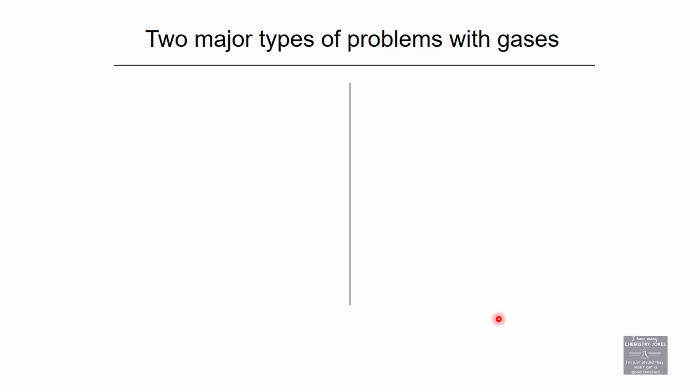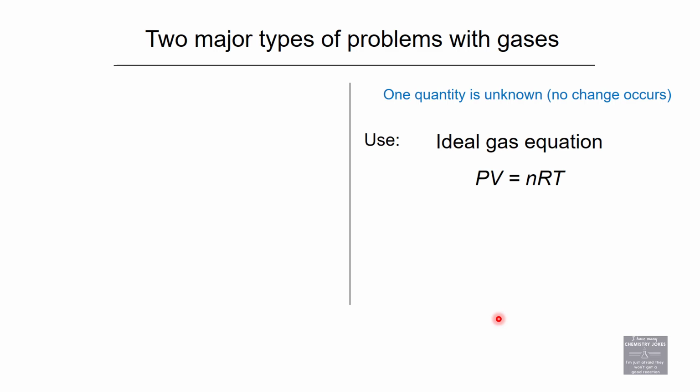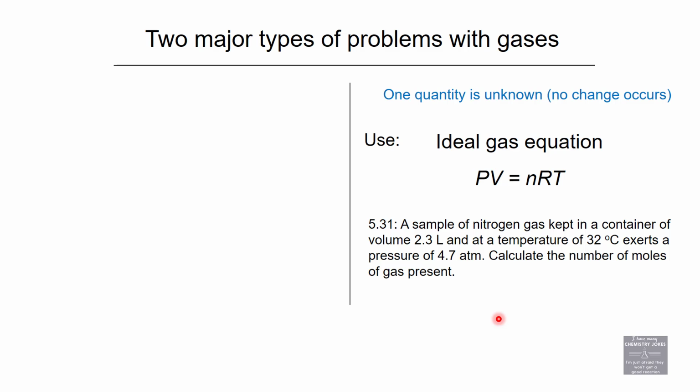When we see gases, there are 2 major types of problems we will have. One problem is we have one unknown variable. There's no change that's happened, just one unknown variable. Given this, find that. And given this, find that. Let's use the ideal gas equation.